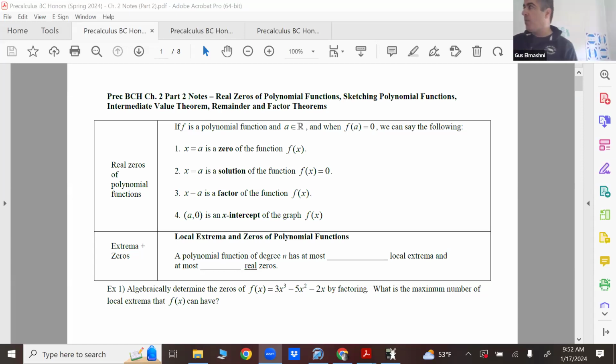Extrema we do care about too. Extrema are extremes, high points and low points, right? If your degree is n, there's at most n minus 1 local extrema and at most n real zeros. And the words "at most" I emphasize.